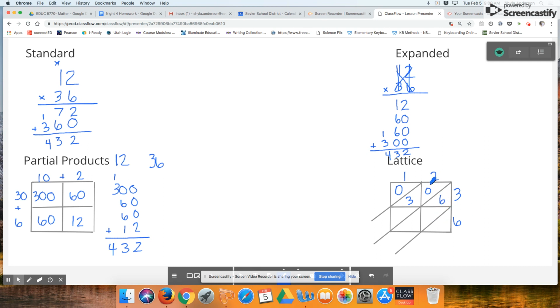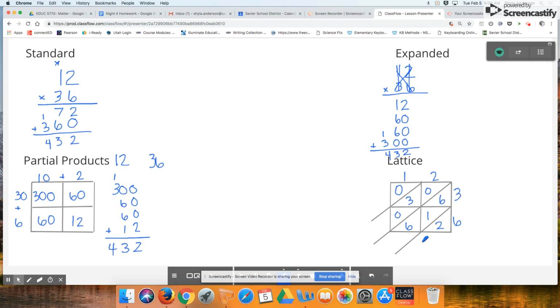Now from here we go 2 times 6 is 12, a 1 in the tens place, and a 2 in the ones place. And lastly we have 1 times 6 is 6, so nothing in the tens place, and a 6 in the ones place. This is now where we start to add. So this is where the diagonals come into play. We add through the diagonals.